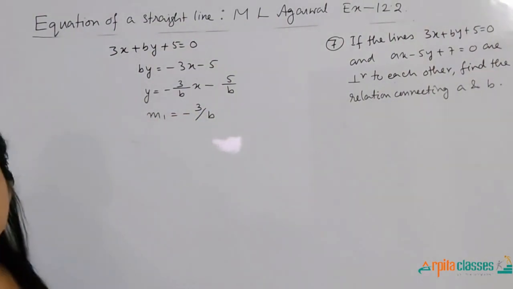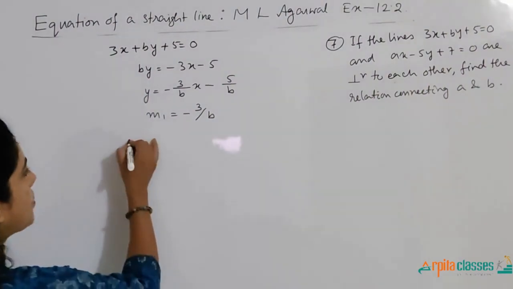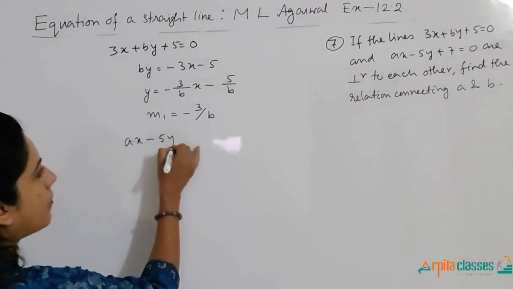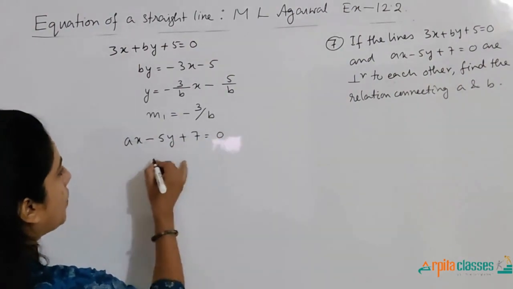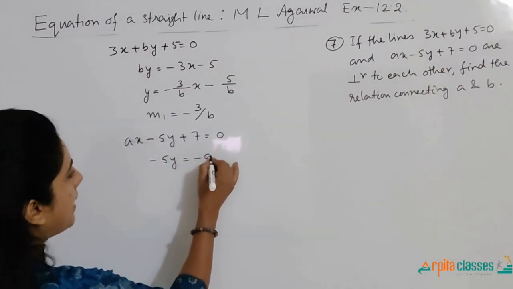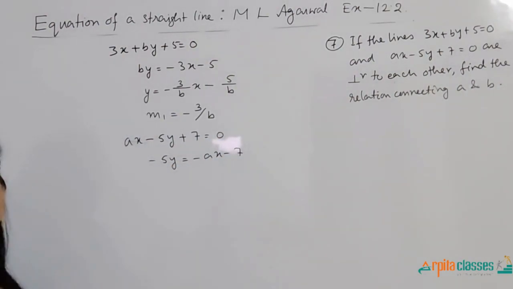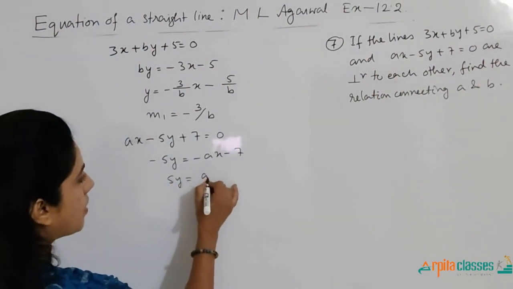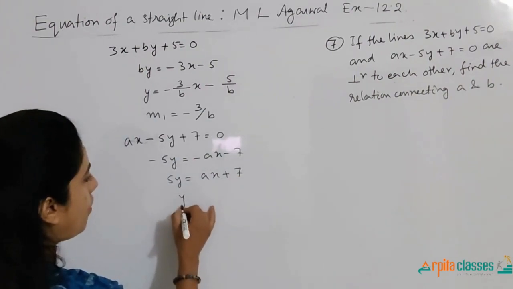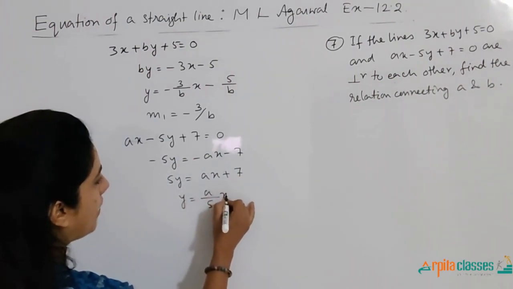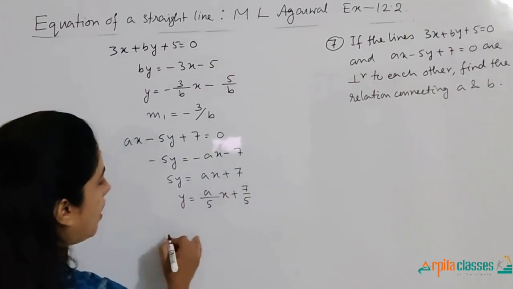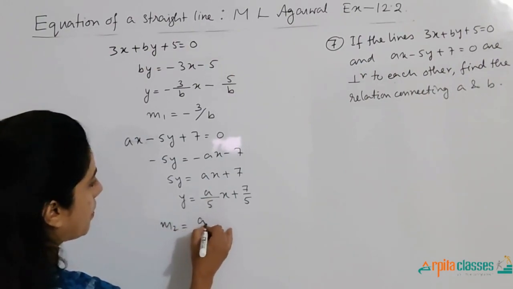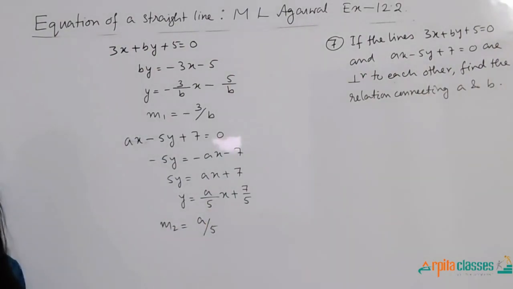Now the next equation is ax minus 5y plus 7. So write it down. ax minus 5y plus 7 equal to 0. Minus 5y is minus ax minus 7. We can multiply by minus and make everything positive. So it is 5y is equal to ax plus 7, or y is equal to a upon 5 x plus 7 upon 5. From here we are getting m2 is equal to a by 5. So we got m1 and m2.